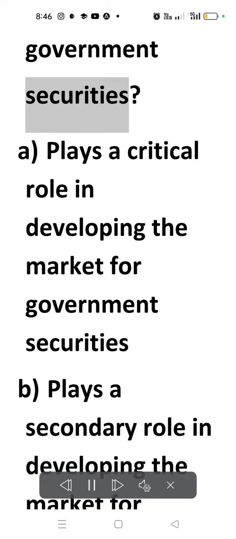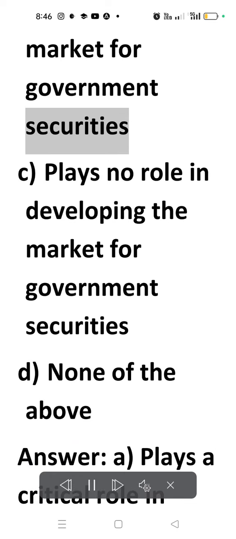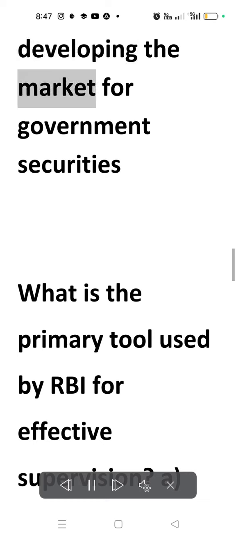What is the critical role played by RBI in developing the market for government securities? Plays a critical role in developing the market for government securities. Plays a secondary role in developing the market for government securities. Plays no role in developing the market for government securities. None of the above. Answer A. Plays a critical role in developing the market for government securities.